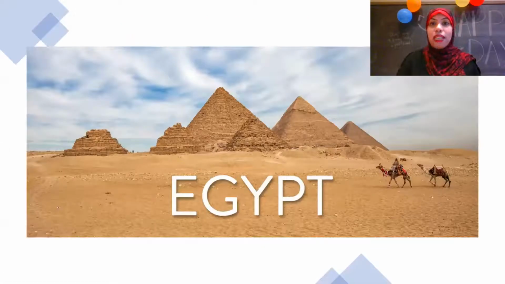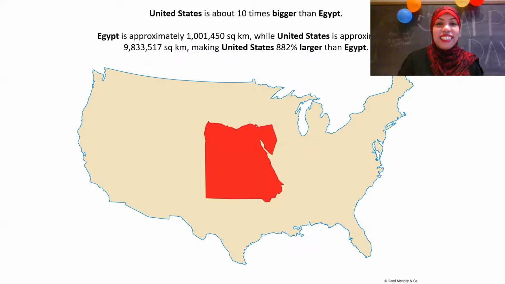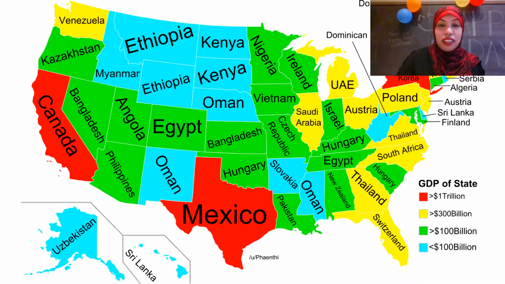Let us start talking about Egypt. Just before you learn things about Egypt, you have to know how big Egypt is compared to the United States. This is the United States, and the red part is Egypt. That means the United States is actually 10 times bigger than Egypt. I didn't know that before. That was very interesting information to know. And if Egypt was one of the states of the United States, it would have been this one, as you can see. So this is how big Egypt is compared to the United States.